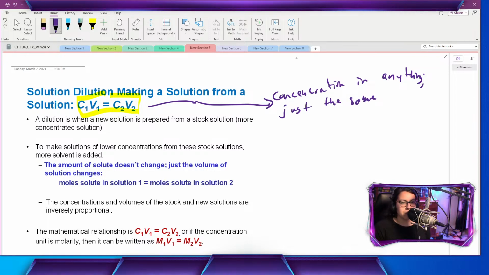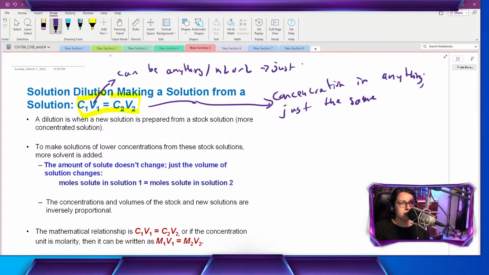So molarity, molality, percent by mass, just be consistent. It doesn't matter. Same thing with volume. Volume can also be in anything. So this is kind of nice, right? We don't have to convert between milliliters or liters. It doesn't matter. Whatever unit you're in, be consistent.